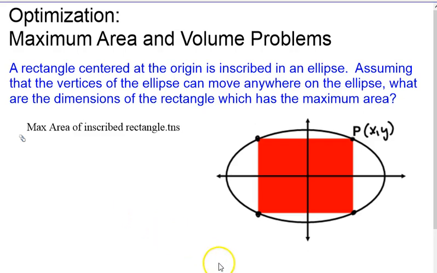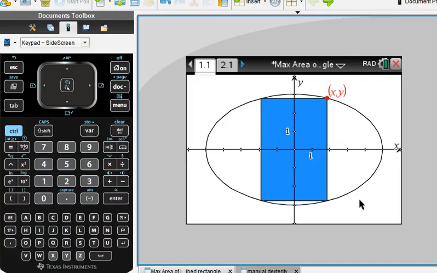But let's go back to our more simple example of this rectangle that is inscribed in an ellipse. By inscribed, I mean that every vertex of the rectangle is a point on the ellipse. So we are going to put a hypothetical point, x, y, somewhere in quadrant 1 here, and this is going to be the corner of the rectangle, and it's also a point on the ellipse.